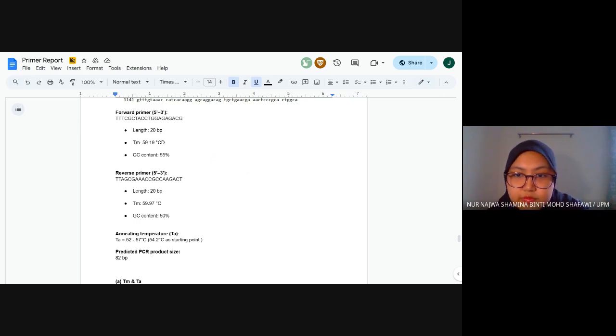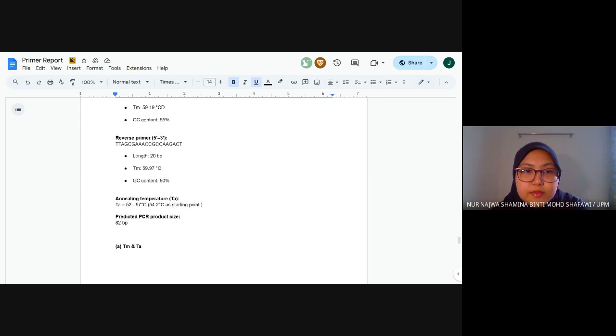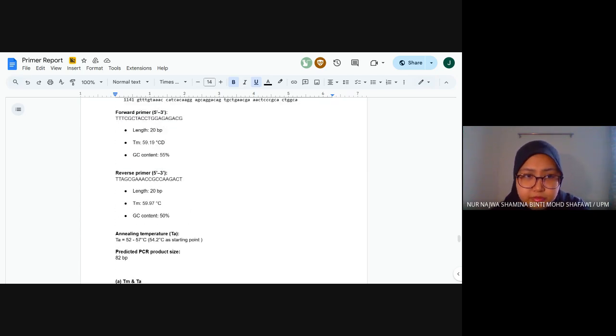Moving on to the reverse primer. Similarly, the reverse primer also matches these high standards. It is also 20 BP long, with a slightly lower 50% GC content than the forward primer, but it still falls within the ideal 40 to 60% range for stable binding. The melting temperature does not fall far from the forward primer, which is 59.97 degrees Celsius.